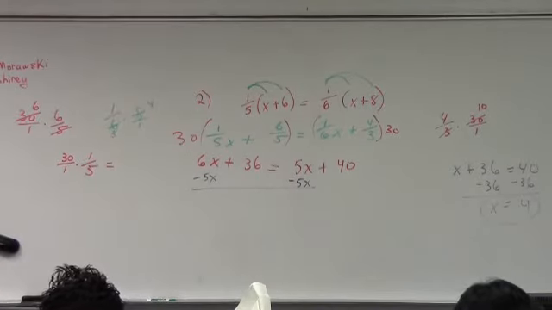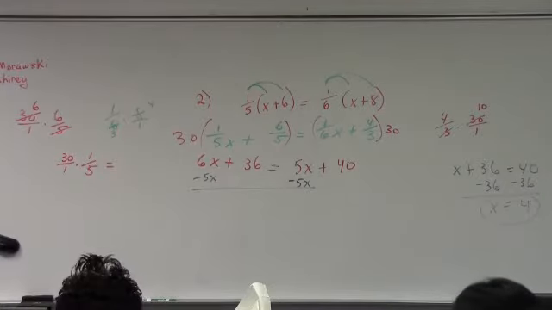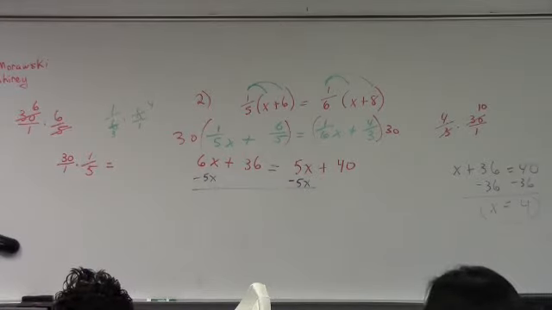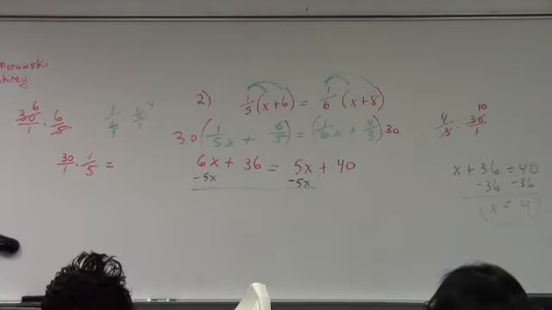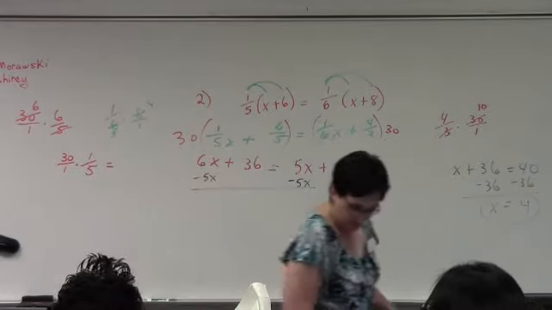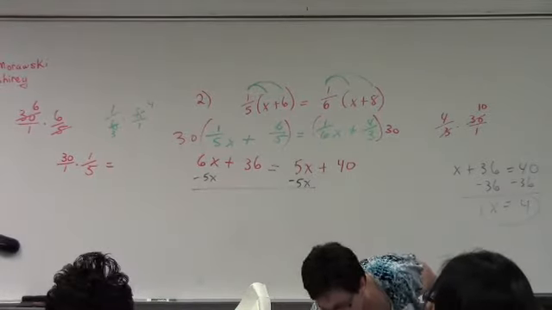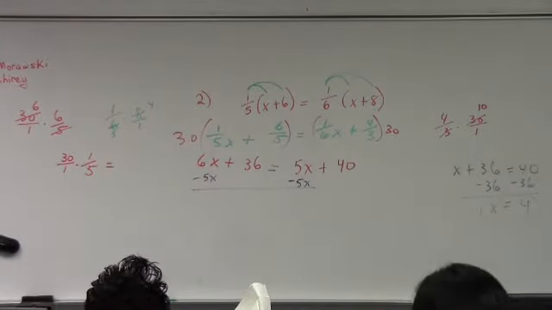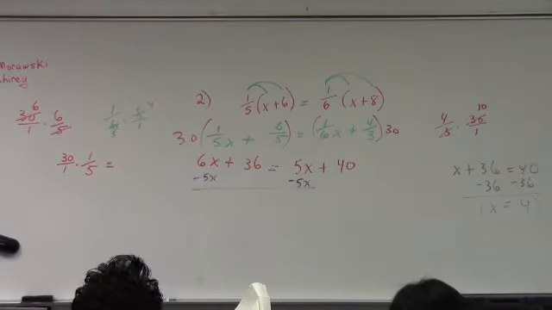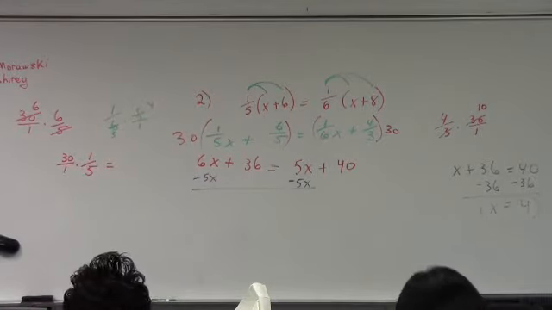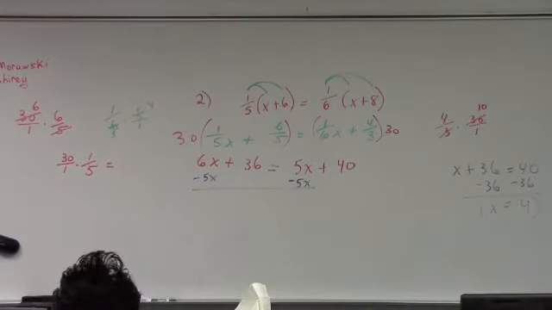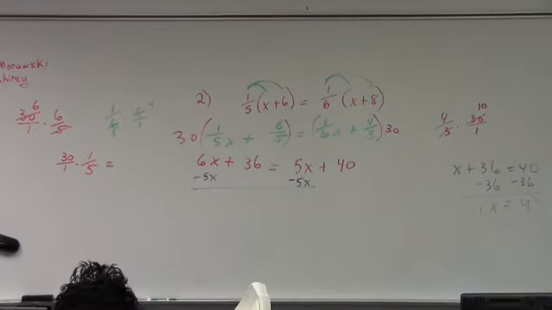A rectangle has a length 8 meters longer than double the width. The perimeter is 160 meters. Find the dimensions of the rectangle. What does that mean, find the dimensions? What are you supposed to be finding? Dimensions are? Length and width. Length and width, okay. All right, we know the area, or not the area, we know the perimeter, okay. What should you start with?